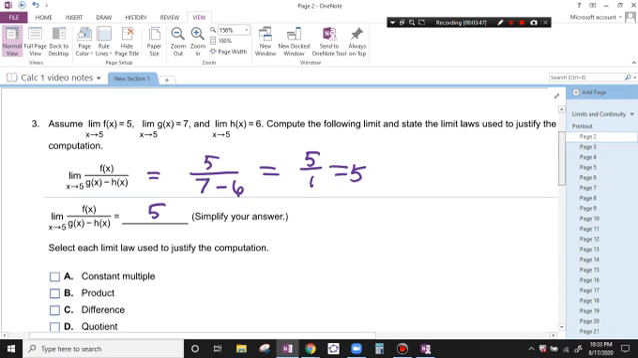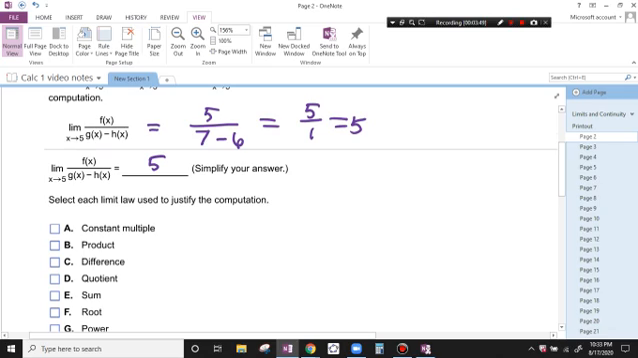What do we use here? We used the difference rule, this subtraction sign here. We used the quotient rule, which means we were dividing.